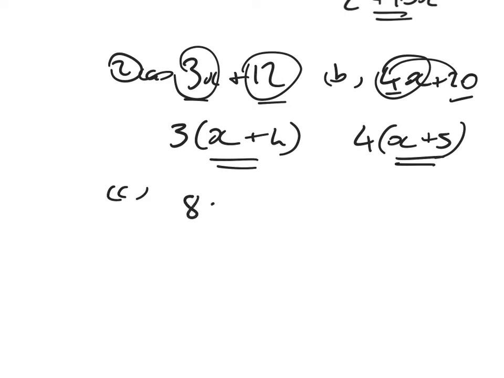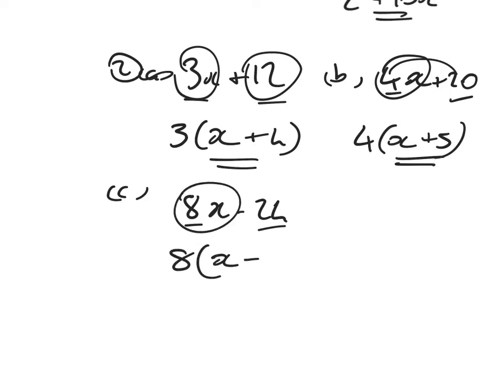Part C, 8x minus 24. From 8 and 24 I can take 8. 8 times what gives me 8x, that's x. There's a minus in the middle. 8 times what gives me 24, and that's 3.